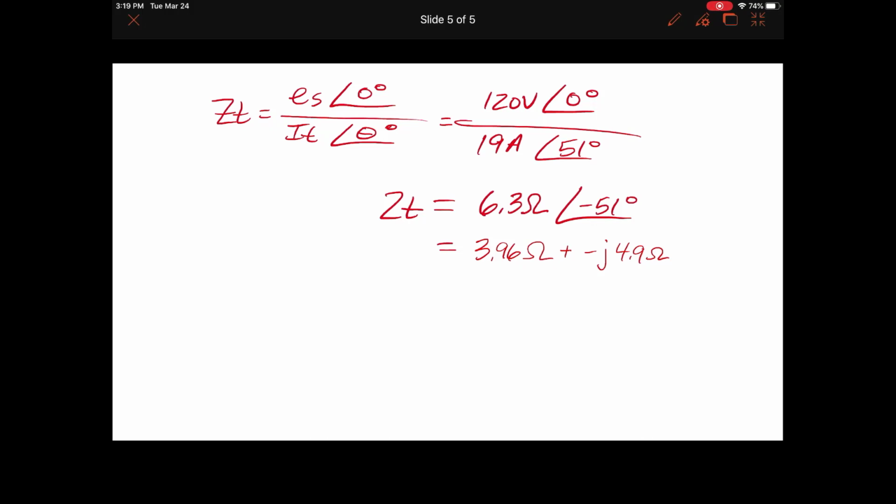looking at a value of R equal to 3.96 ohms and a value of XC equal to 4.9 ohms as a minus j value. And the total impedance here is 6.3 ohms, Z total, and this angle is going to be 51 degrees.